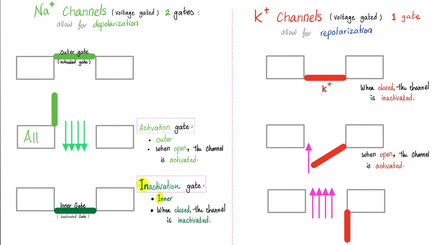How about the potassium channel? It just has one gate. So we don't say activation, inactivation, because it doesn't matter. Some books will refer to it as just one activation gate with no inactivation gate, but who cares?